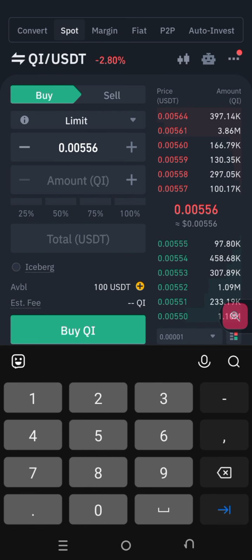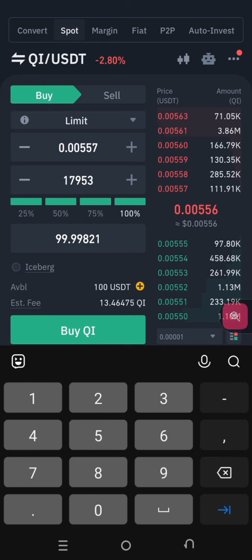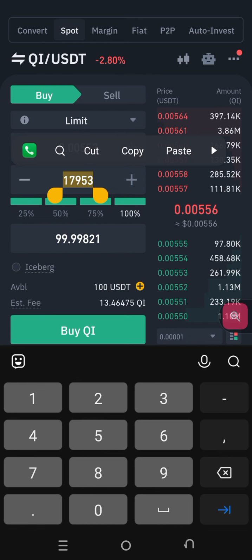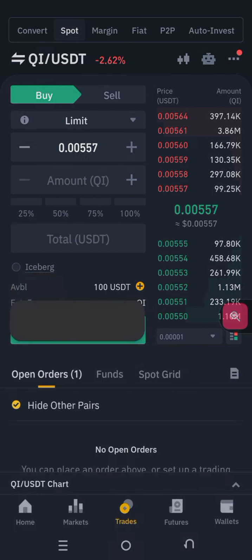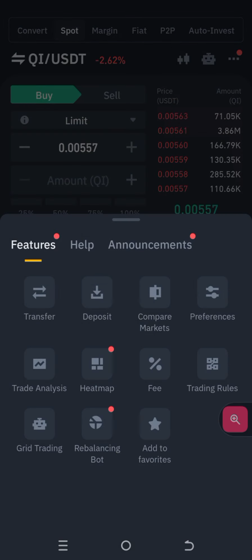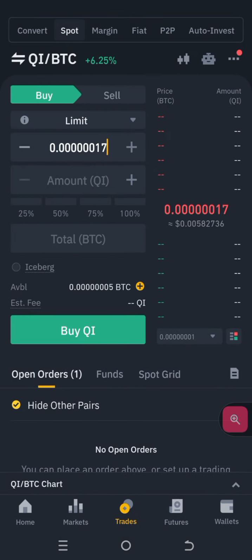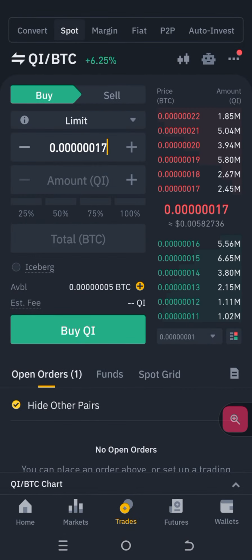Right. Put in 57, and then okay, I get the same amount. I wanted to make sure that it was the same amount. So let's go to QI BTC. What exactly is the reason why it appeared to us that we actually were supposed to make profit, but in the real fact, if we wanted to execute it immediately, it's looking like it's not making profit, right?